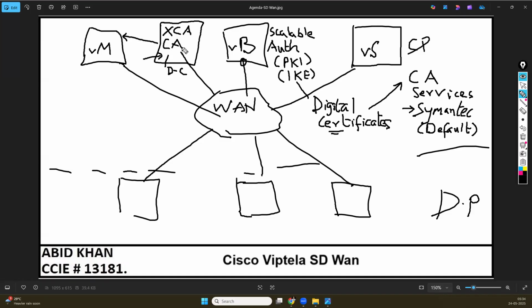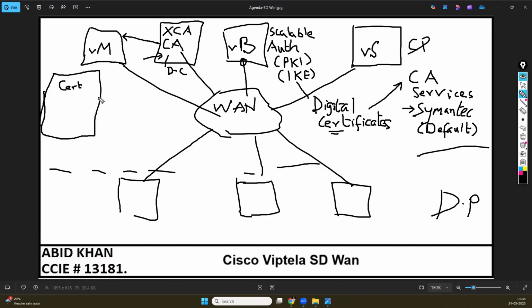Using this CA server digital certificate, what will it do? It is going to generate its own digital certificate. This digital certificate of the CA server actually has what? It has its fingerprint. Using the fingerprint of the CA server, what will happen? vManage will create its own certificate.